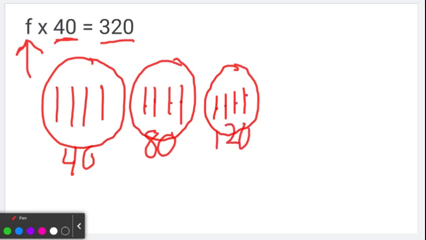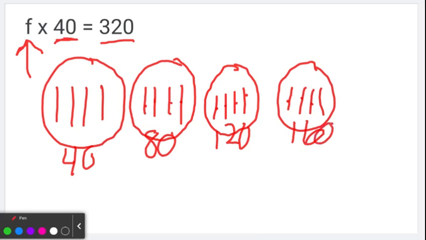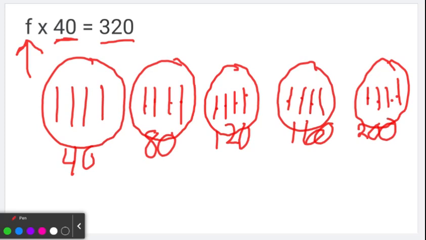Okay, so we'll keep going. We need another group. We'll put 4 tens in this group. And that's 120, 130, 140, 150, 160. That makes 160, which means we need another group. Put 4 tens in this group. So 170, 180, 190, 200. So now we're at 200, which means we need another group. We're going to put 4 tens in this group.